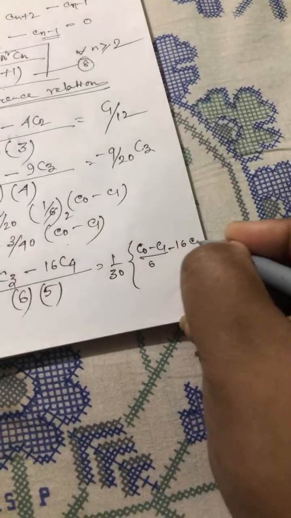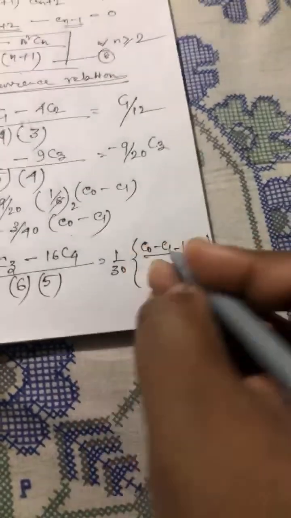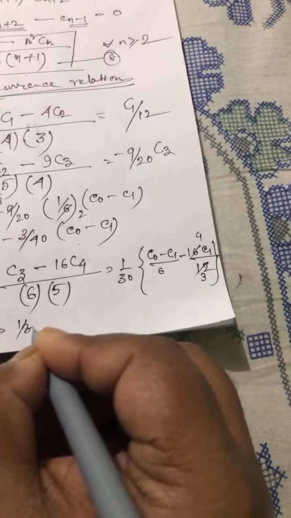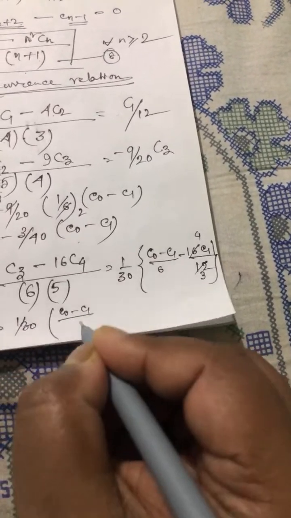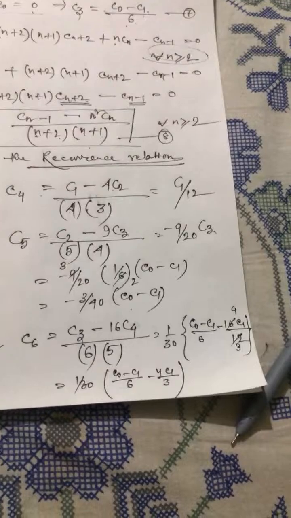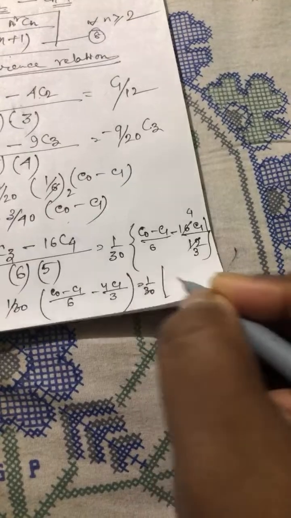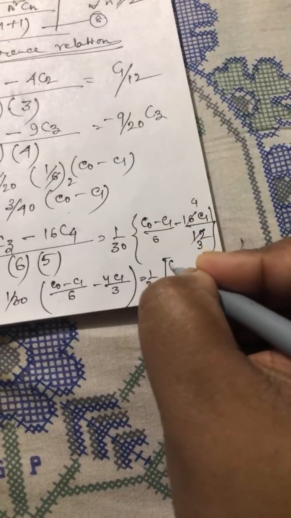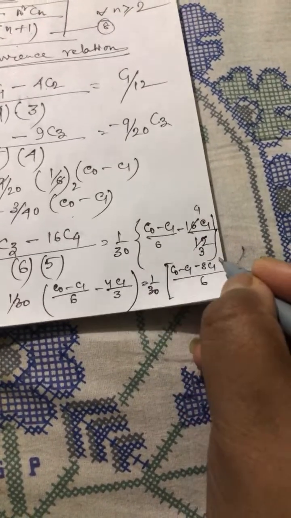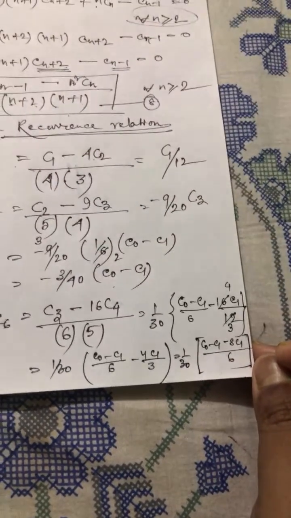C4 is what? C1 by 12. So here again you can solve 3, 4. That means 1 by 30, C0 minus C1 by 6, minus 4 C1 by 3. Now here you can simplify. 1 by 30, C0 minus C1 minus 8 C1, after taking LCM we will get this one. So C0 minus C1 minus 8 C1 will be the structure.